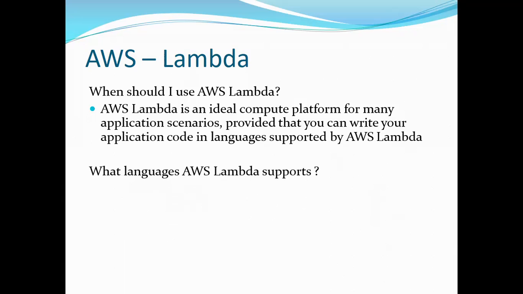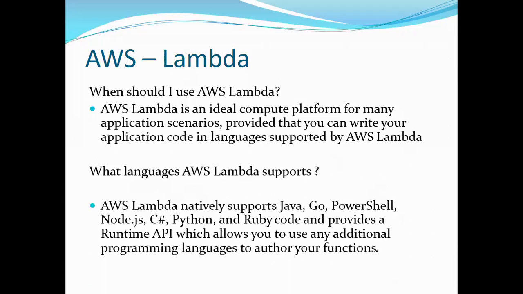What languages does AWS Lambda support? AWS Lambda natively supports Java, Go, PowerShell, Node.js, C#, Python, Ruby. There are a lot more, and AWS is continuously adding more languages. So within a few weeks, you may see more languages added to this. So you should always check for the updates from AWS to see what's going on.